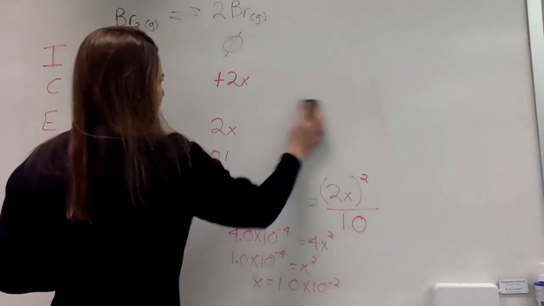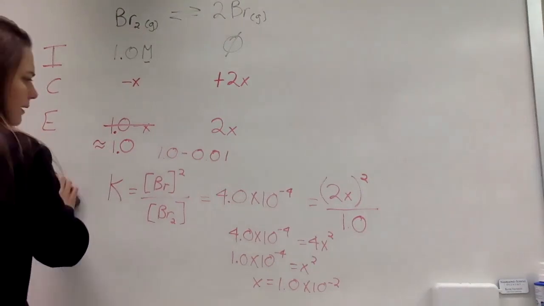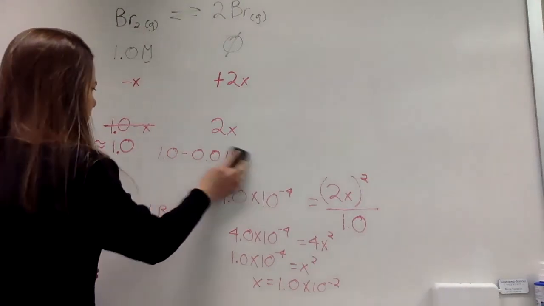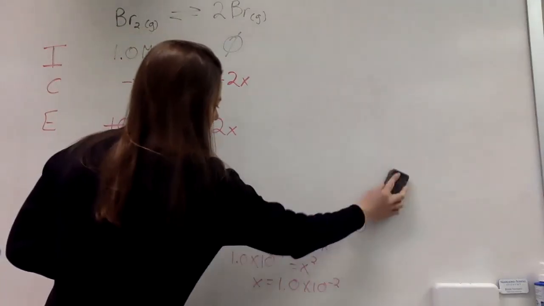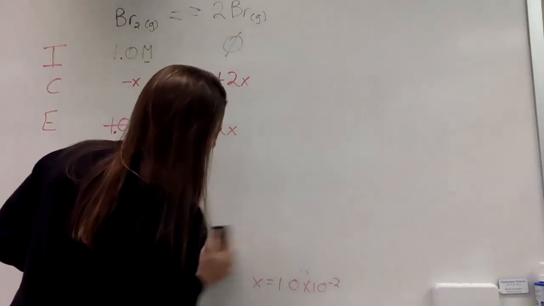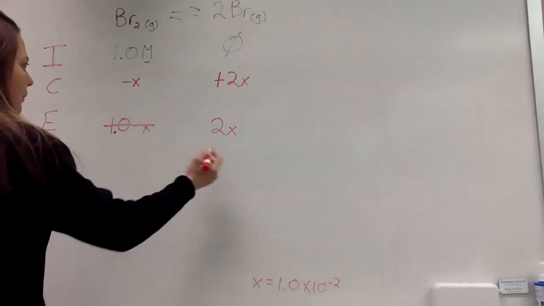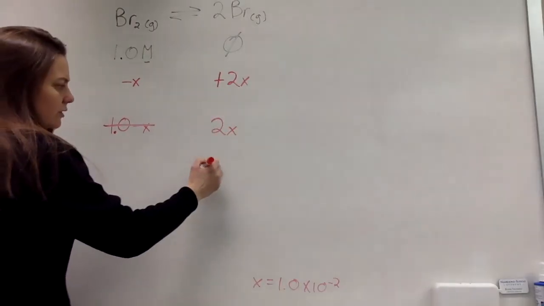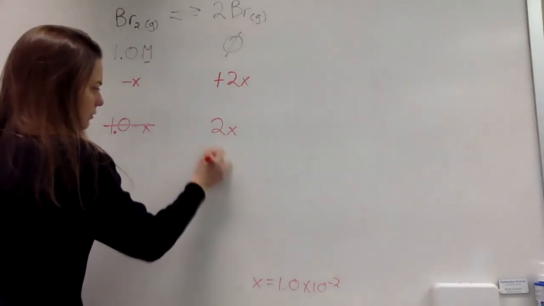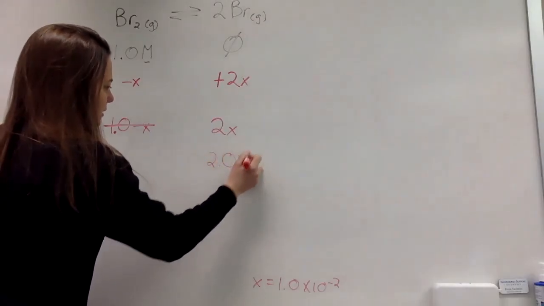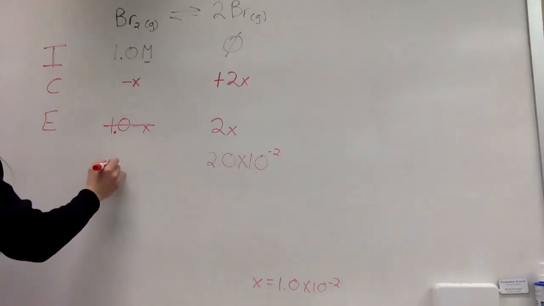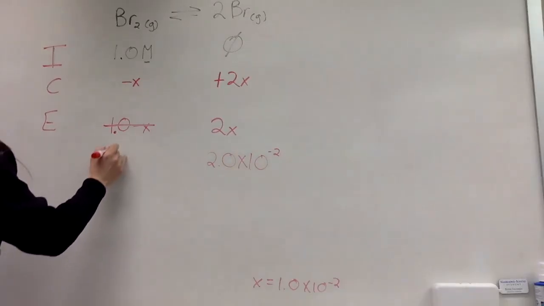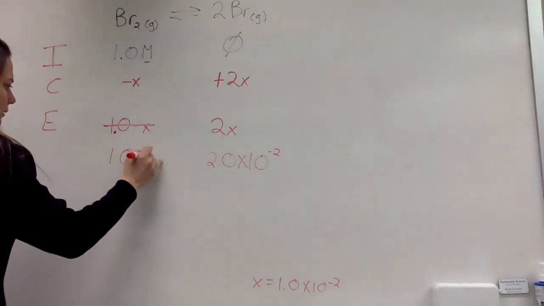So now we're going to go back and plug in to find our values at equilibrium. I'm going to leave our x down here. Okay, so at equilibrium, our concentration of bromine atoms is 2.0 times 10 to the negative second, and our concentration of diatomic bromine is still 1.0 molar.